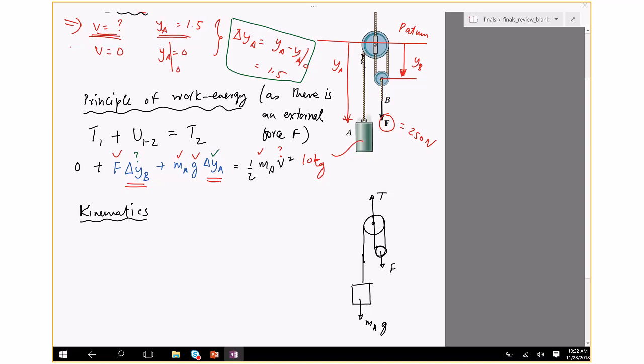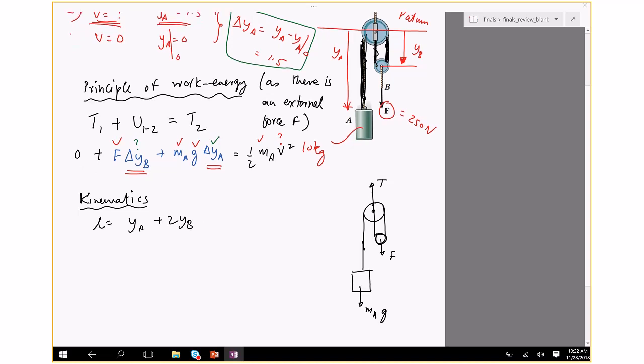So length of cable, which is all this, equals YA, which is the left side, and then there's YB and YB on the right side, so it's 2YB. Now many people get confused. In the past I've seen people get confused with differential and derivative. They're pretty much the same. So let's take the derivative because that's what we're used to. So L dot, which is 0, equals YA dot plus 2 YB dot.